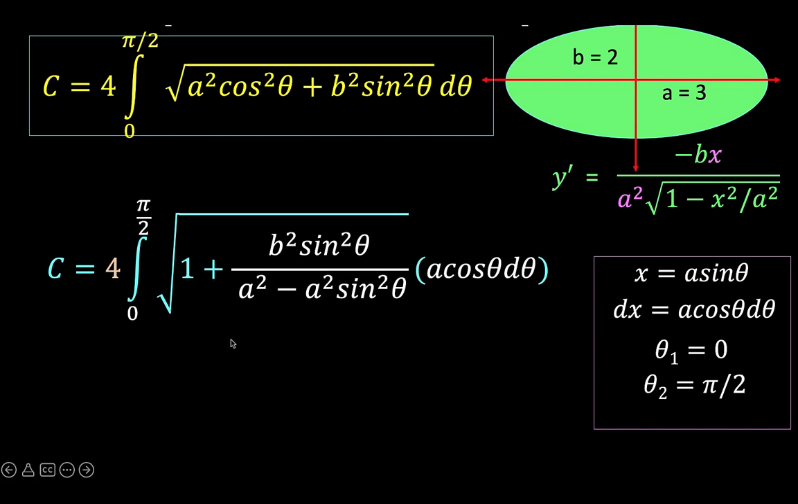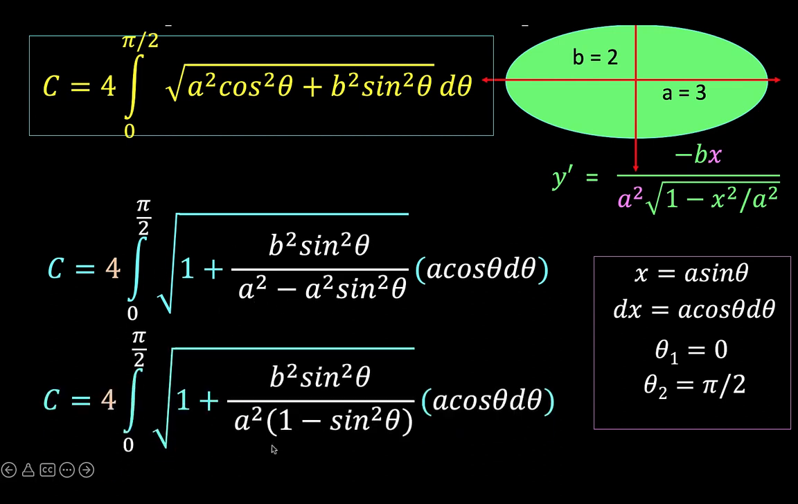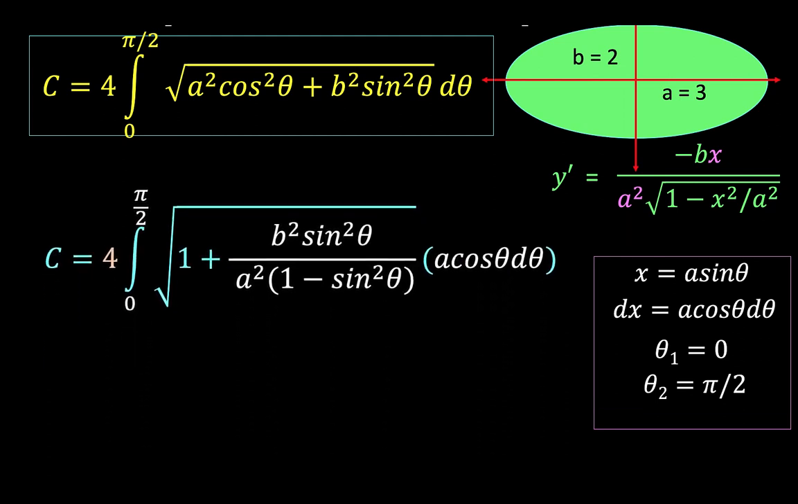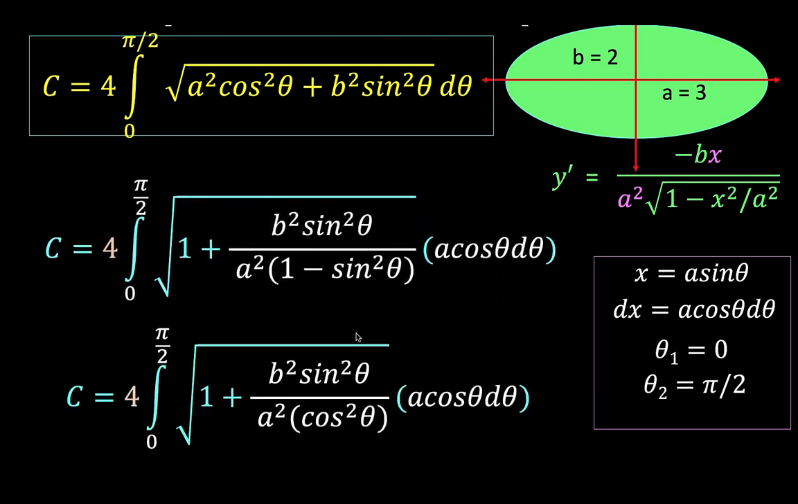Next, notice that there is a common factor a squared here which we can factor out. The reason is, after factoring that out, it's clear that 1 minus sine squared theta is equal to another trigonometric function, cosine squared theta, using the Pythagorean identity. So we now change 1 minus sine squared theta to cosine squared theta. Let's take note also that only this part here is under the radical symbol. This other factor is outside the radical symbol.